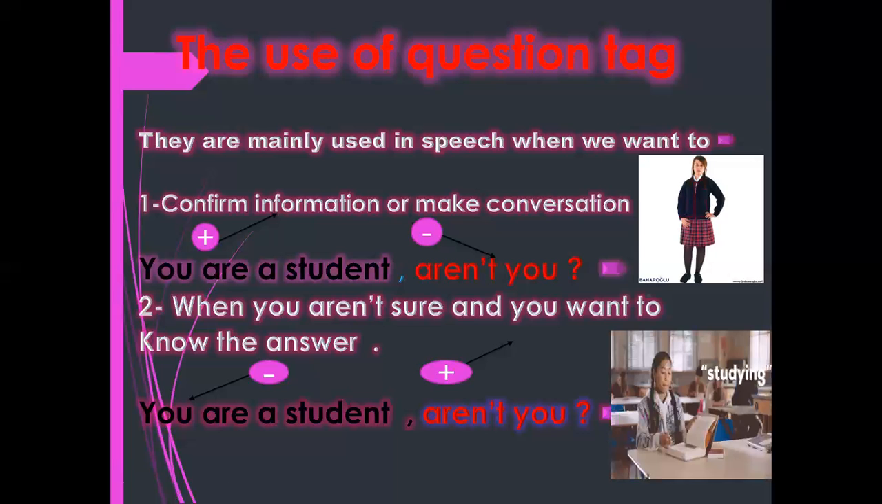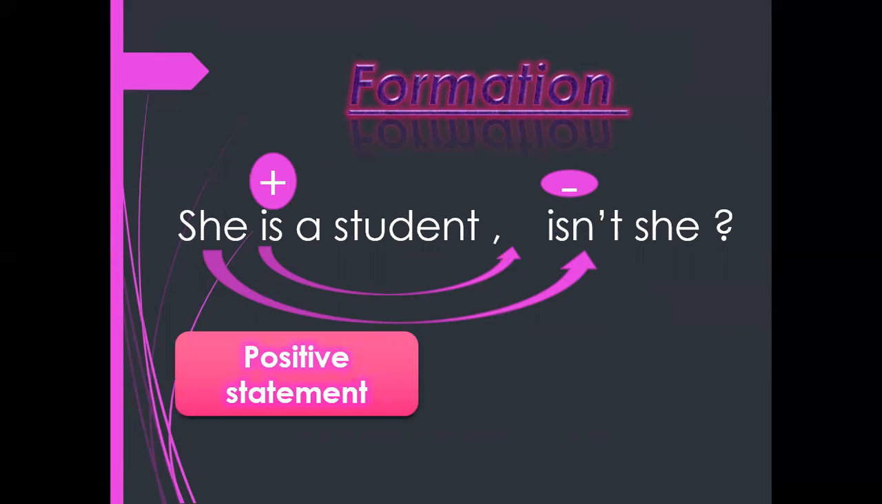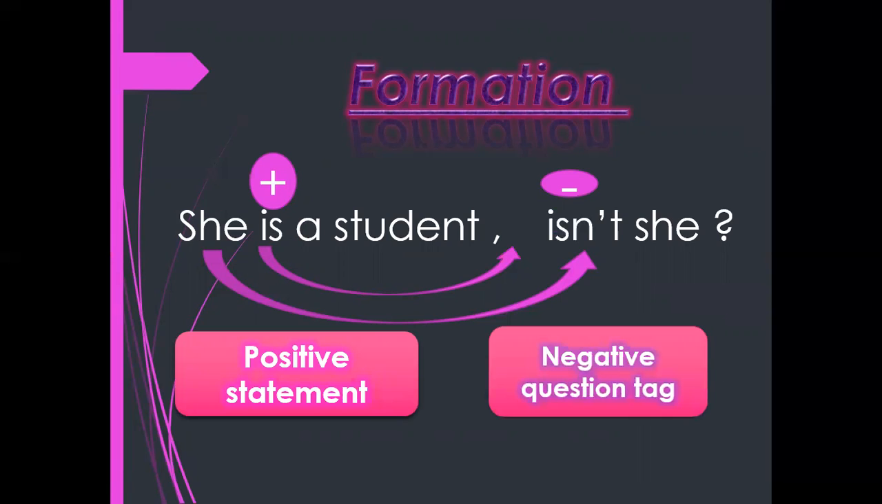The most important point in our lesson today is how to form a question tag. When we say, she is a student, isn't she? Notice here, the statement is positive, but the question tag is negative. So the rule says that if your statement is positive, the question tag is negative. إذن القاعدة الأولى في تشكيل السؤال الذيلي, إذا كان الموقف مثبت, يعني بدون not, السؤال الذيلي بده يكون بالنفي. ماذا يقابل المثبت؟ نفي.